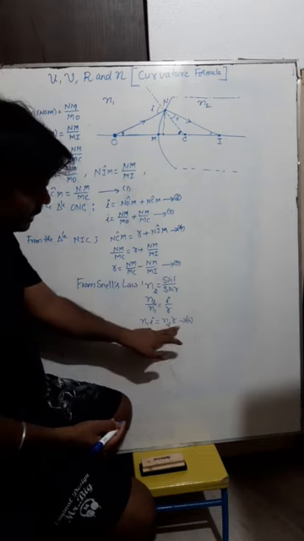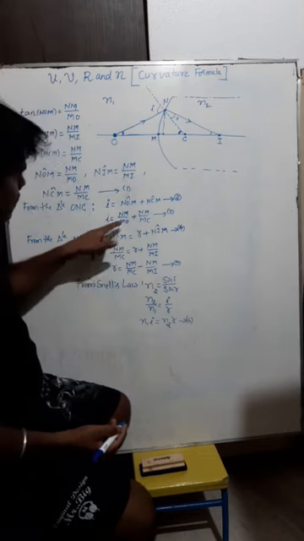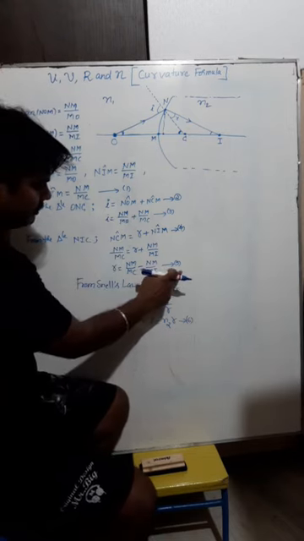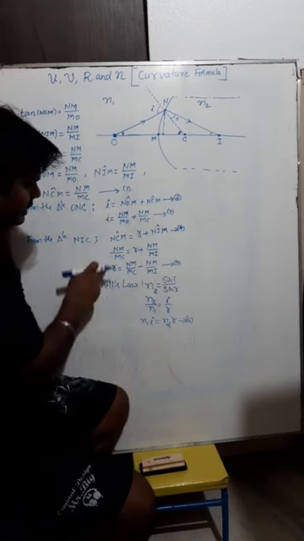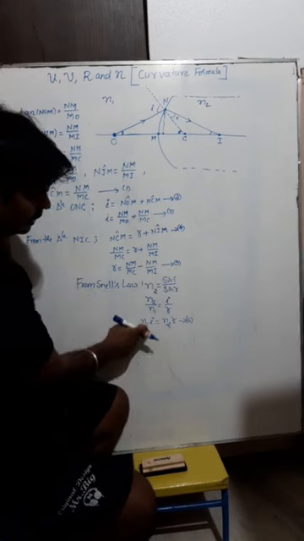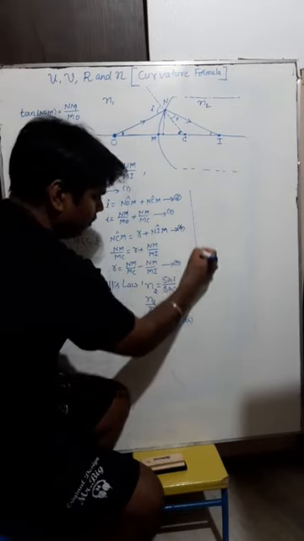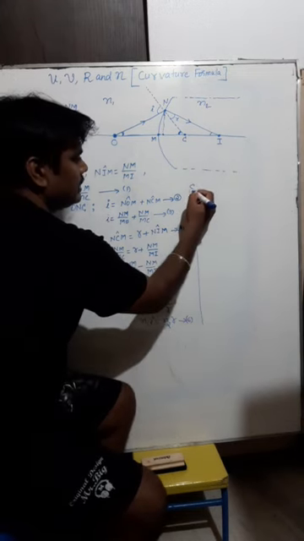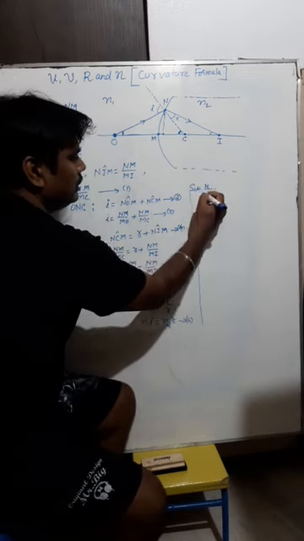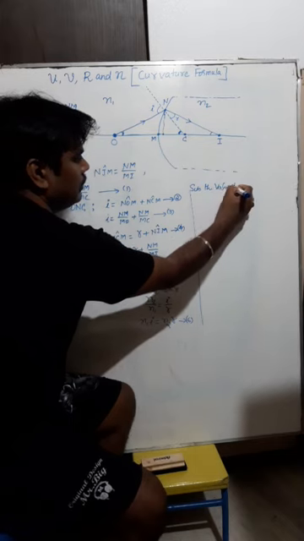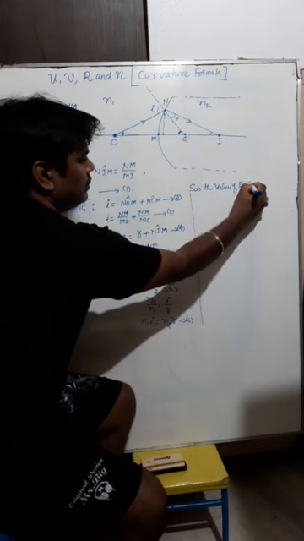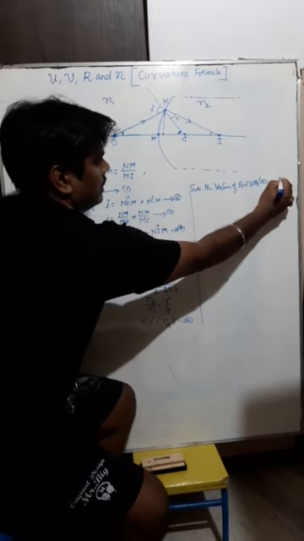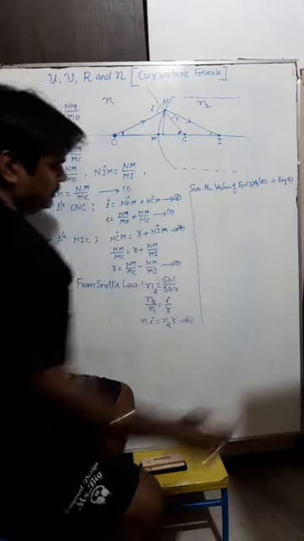Now replace I and R from equations 3 and 5. Equation 3 gives the value of I and equation 5 gives the value of R. You can replace these equations 3 and 5 in equation number 6. Now in the next step, substitute the values of equations 3 and 5 in equation number 6.